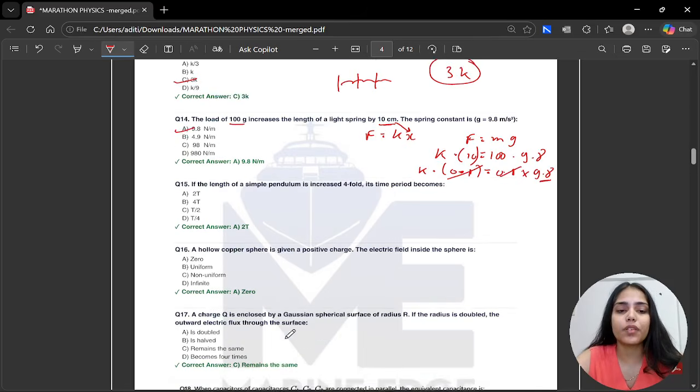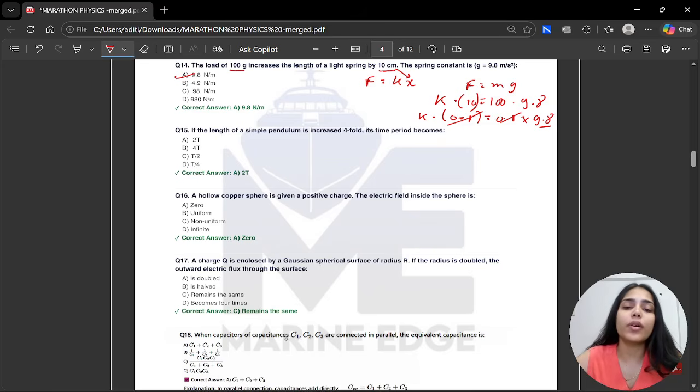Now moving on. If the length of a simple pendulum is increased 4 folds, what is the time period? Now, what is the time period of a simple pendulum? 2 pi under root L upon g. Now, if length increases by 4 times, the new time period will be 2 pi under root 4L upon g. Once this 4 comes out of the root, we will get 2 into the initial time period, right? This 4 will come out as 2. So we get 2 into the initial time period, that is 2T.